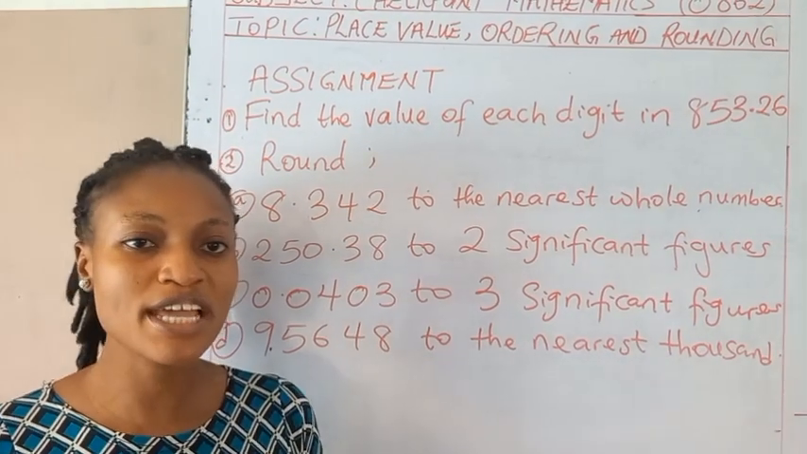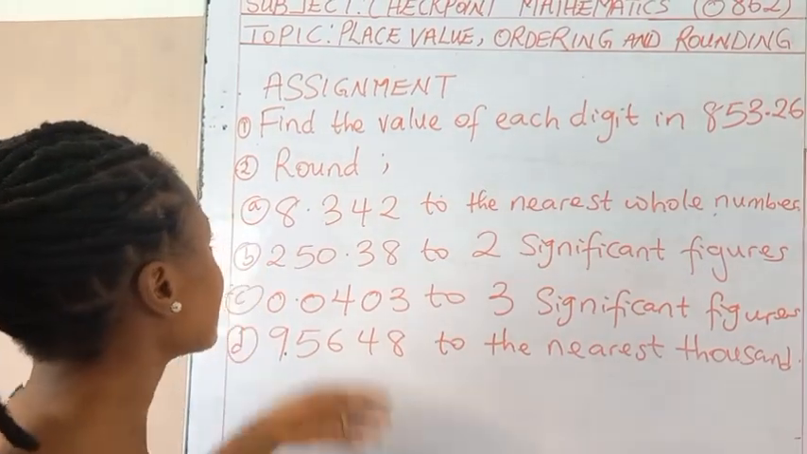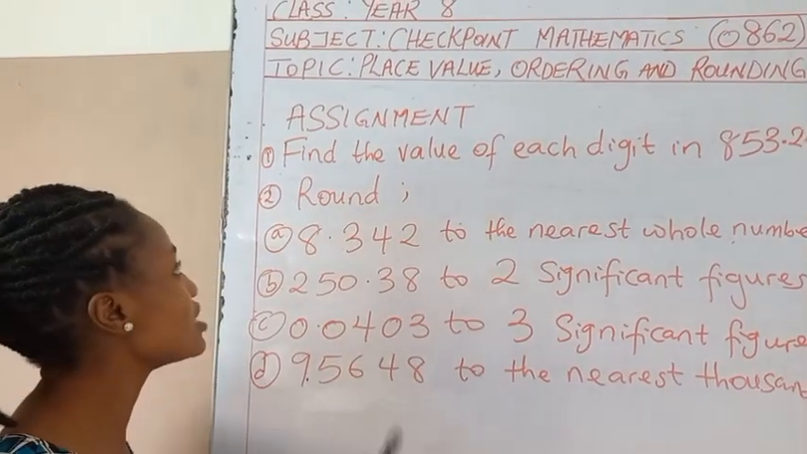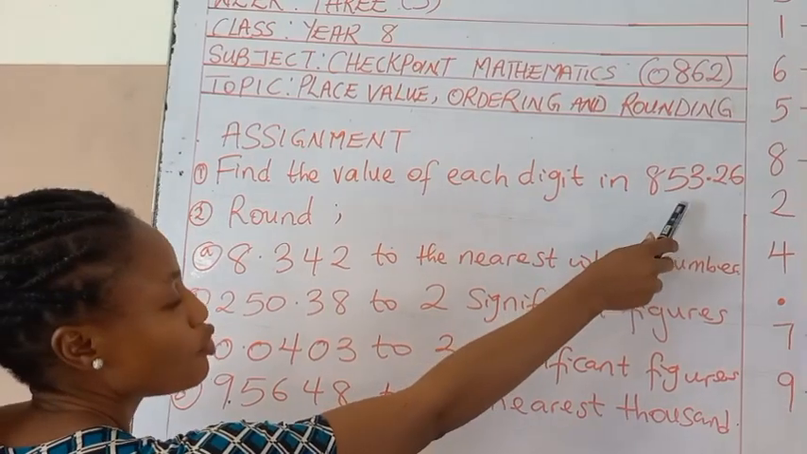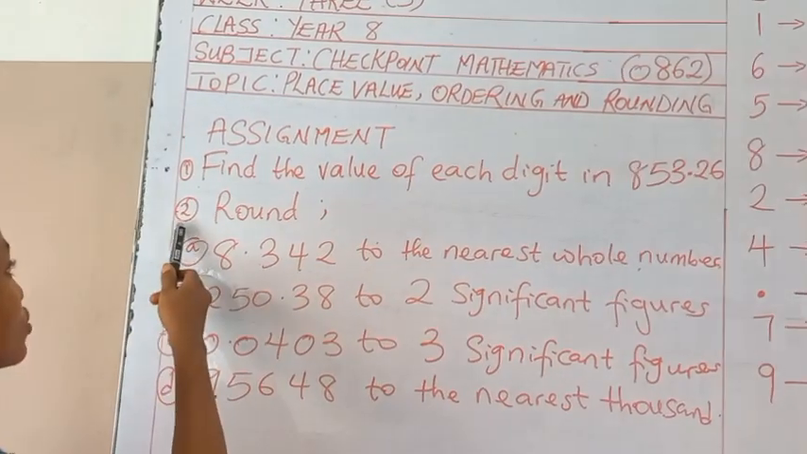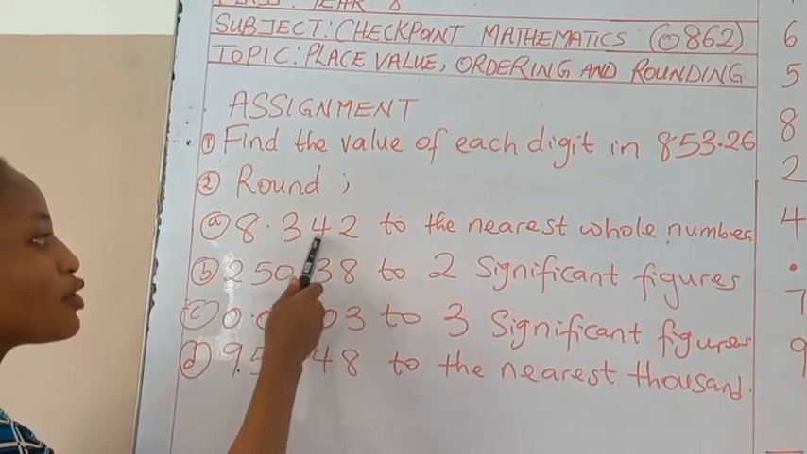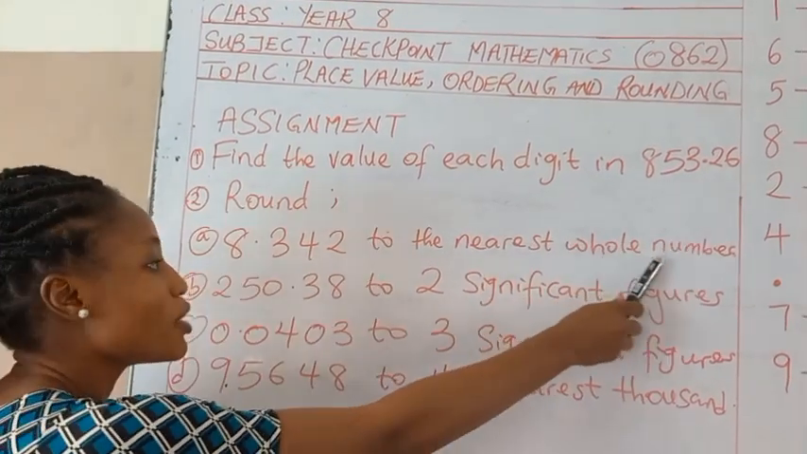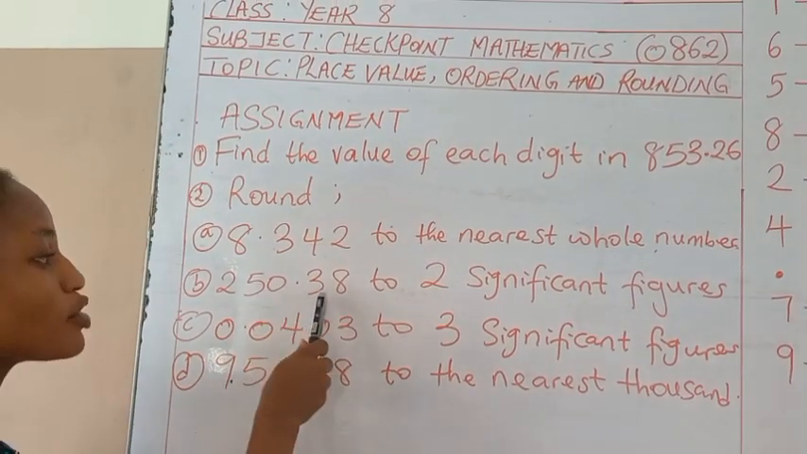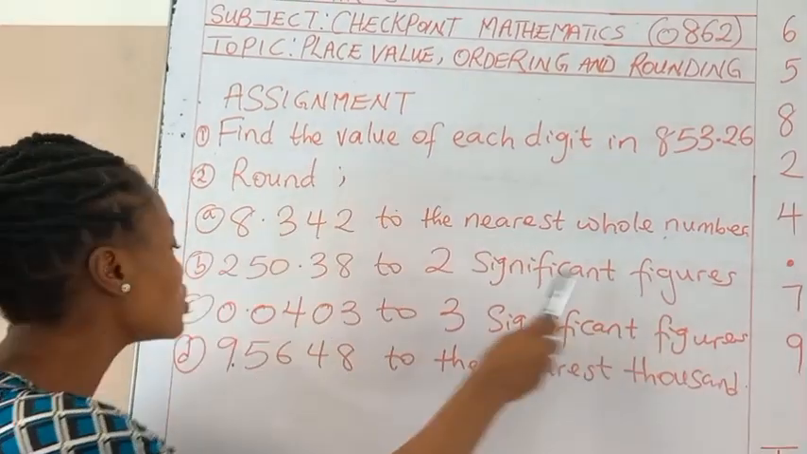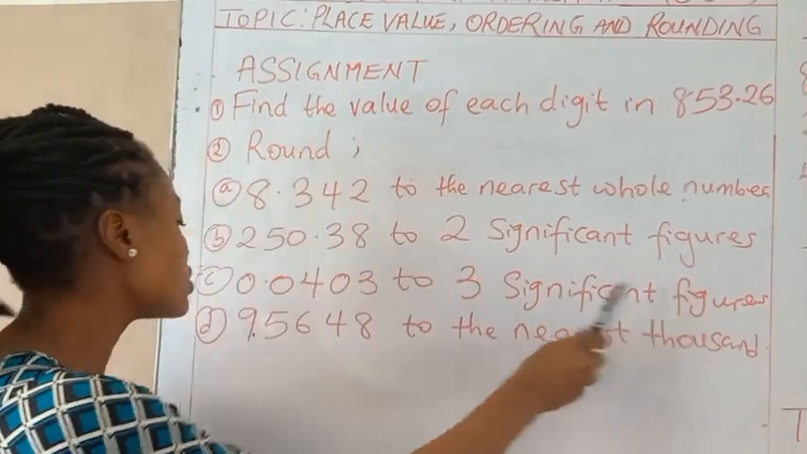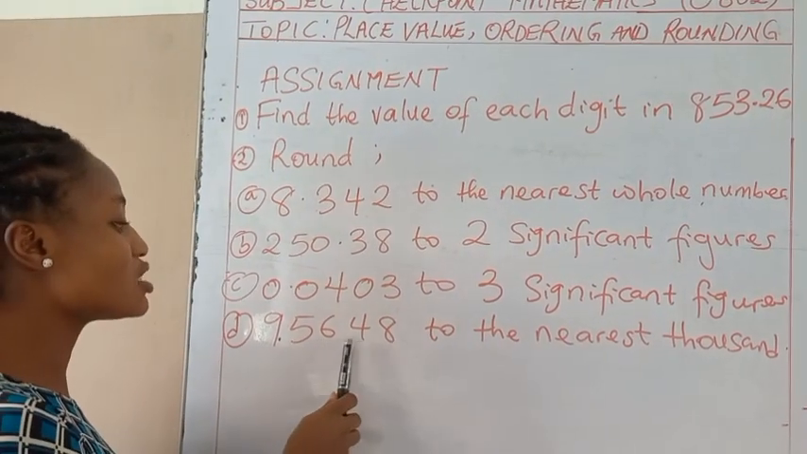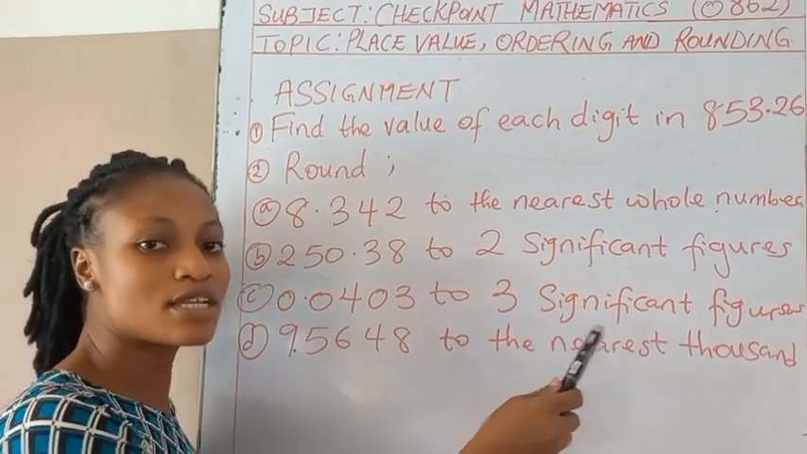We have come to the end of today's class. But before I go, here is your assignment. Number 1, find the value of each digit in 853.26. Number 2, round 8.342 to the nearest whole number. Number 3, 250.38 to 2 significant figures. Number 4, 0.0403 to 3 significant figures. Number 5, 956488 to the nearest thousand.